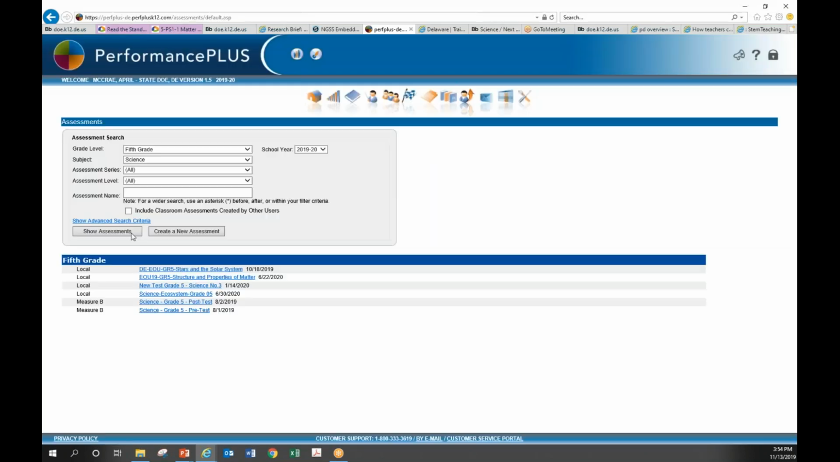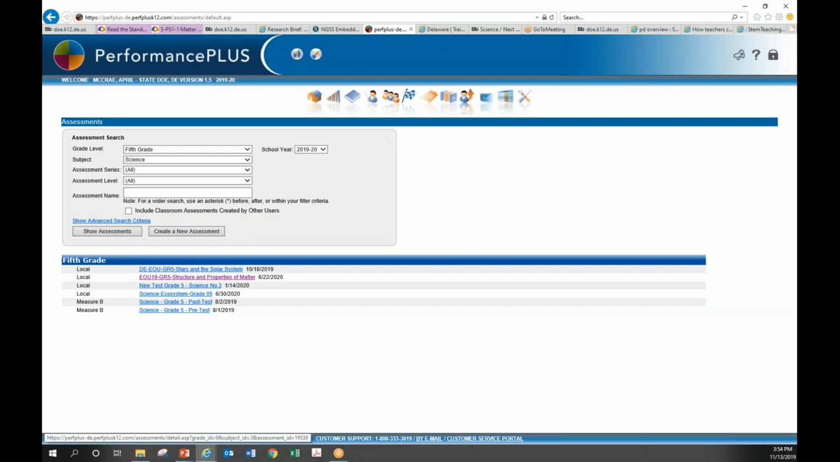Show assessments. You'll see that we have an end of unit for stars in the solar system. We also have an end of unit for structure and properties of matter. So I'm going to click on that really quickly. It's going to take forever to load because I have 7 million windows up here. I'm not sure it even did load.